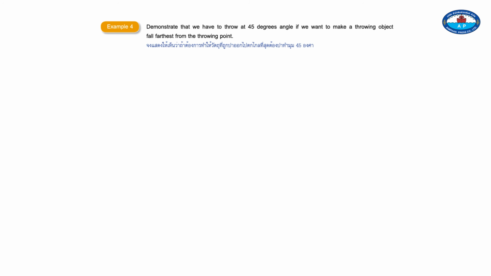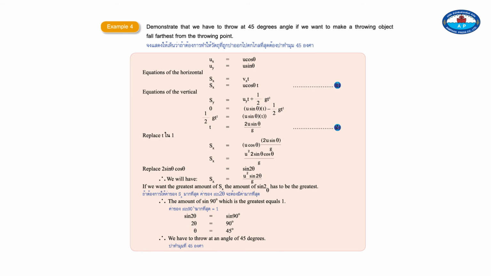Example 4. Demonstrate that we have to throw at a 45 degree angle if we want to make a thrown object fall farthest from the throwing point. Equations of the horizontal. Equations of the vertical. We have to throw at an angle of 45 degrees.